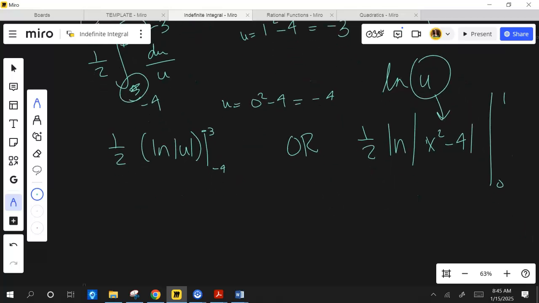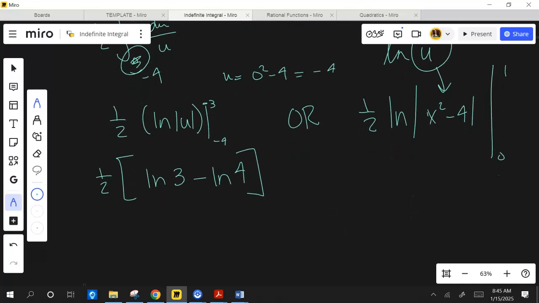Okay, so this one, let me show you. So this one would be 1/2. I'm going to do this in a bracket here. The log of absolute value of 3 minus the log of 4. Now, log properties, tell me if I subtract, how do I condense that? This would be a non-calculator. Divide. The log of 3/4.